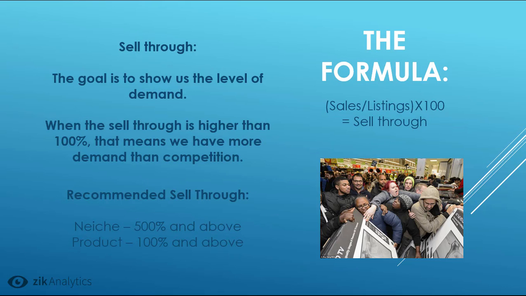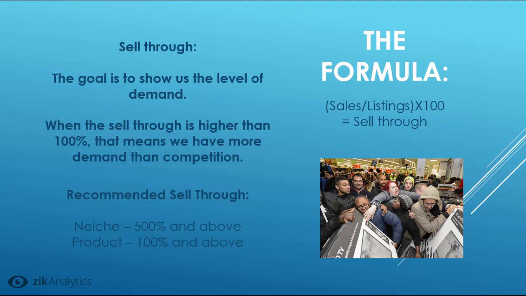The first thing we need to learn is the sell-through. The goal of the sell-through is to show us the level of demand. The formula of the sell-through is sales divided by the listings, multiplied by 100. For example, if we have 100 listings and 200 sales, the sell-through is 200. When the sell-through is higher than 100%, that means we have more demand than competition.